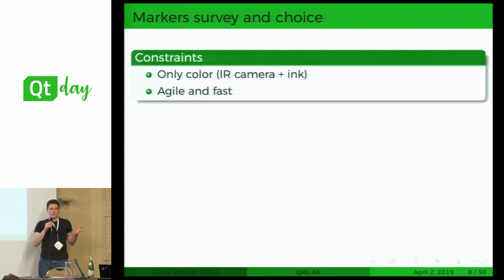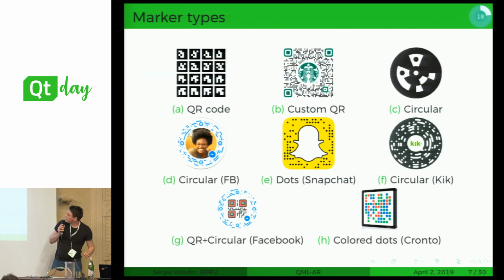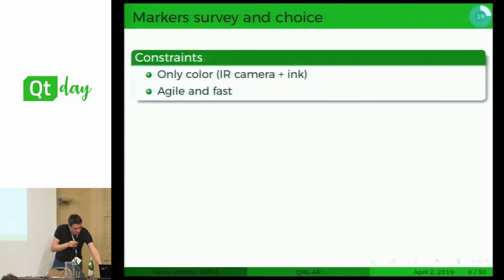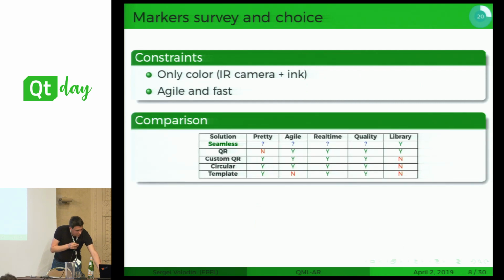So what are the constraints for our markers? We want it to be agile, meaning that it should be applicable to any scene. For example, for these ones, the problem could be that a specific color is already present on the scene, and therefore it's not possible to use this marker because it would not be possible to detect it on a scene that already has this color.